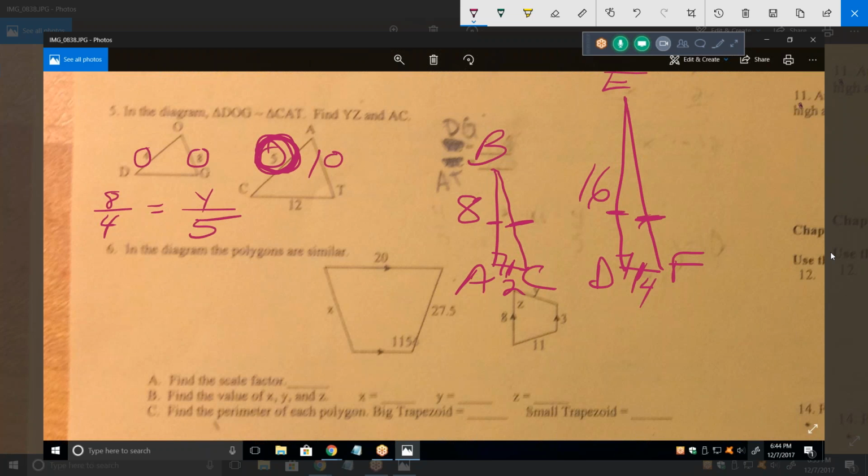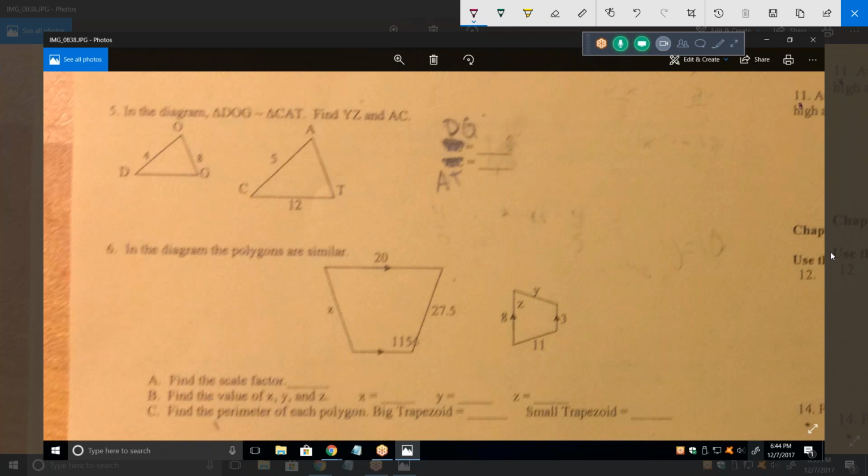And that was actually the simplest way to come up with AT, was to recognize that 8's twice as big as 4, so this has to be twice as big as 5. And I didn't have to use this weird fraction of 5/4. So sometimes it's quite a bit easier to do it the other way.